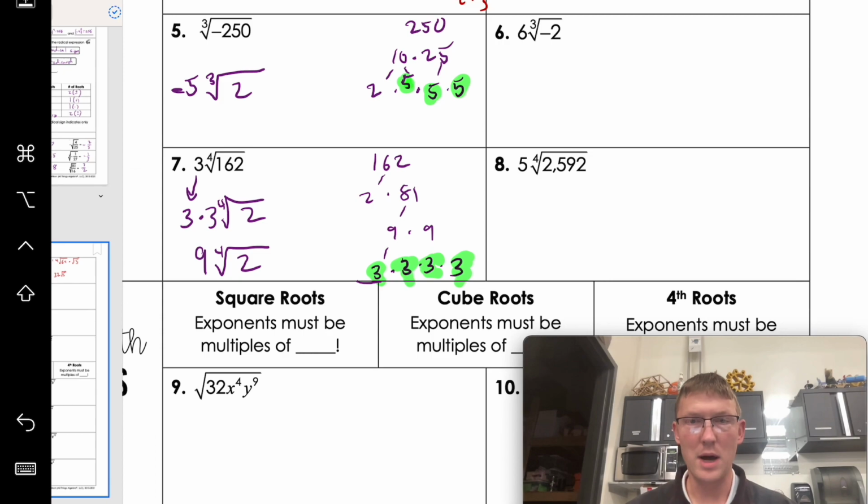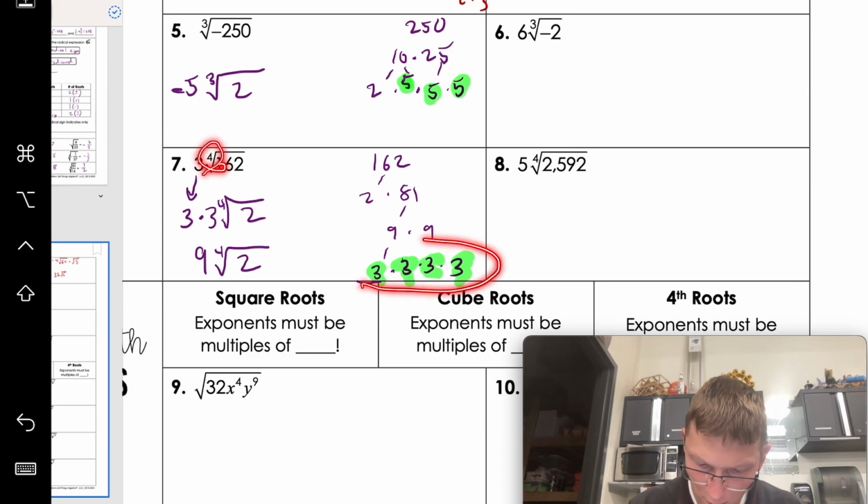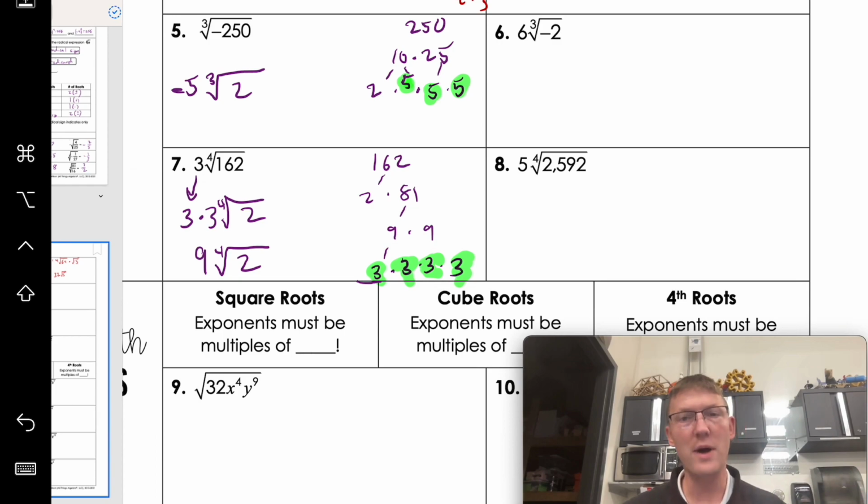So there you go. Again, whatever number the index is, that is the number of repeated numbers that you need in order for them to be simplified out of a radical sign.